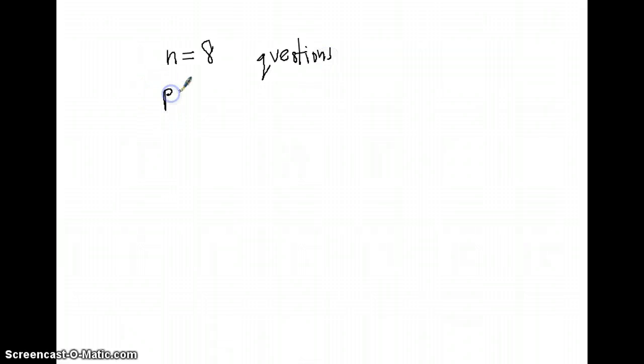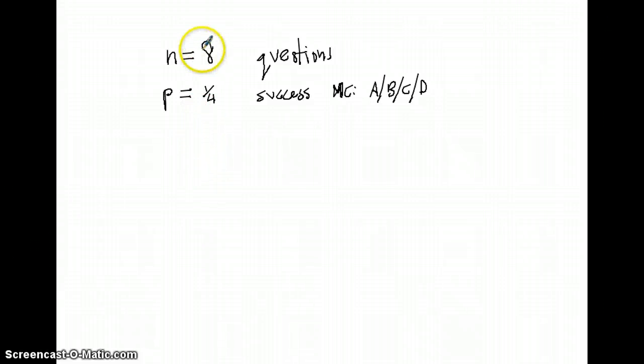We have a probability of getting them right of, I don't know, guess what your success criteria is. Oh, let's say it's a multiple choice A, B, C, D. So we have a 1 in 4 chance of success. So that'd be like a 4 kind of thing. And we have 8 questions. That's all you need to know in order to figure this out.